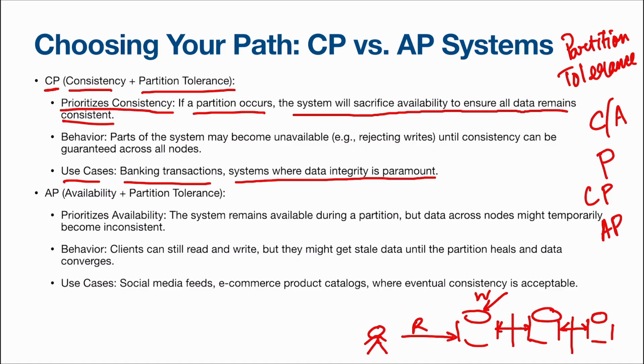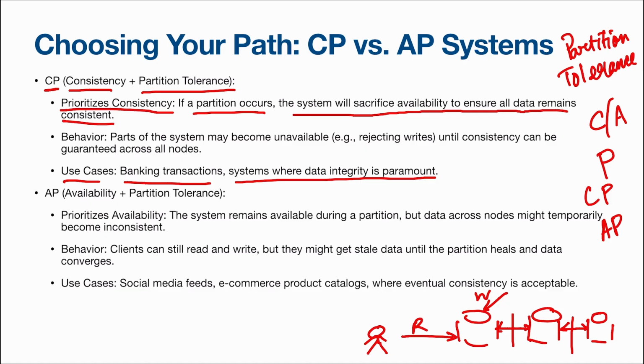If I connect to one replica, I see that $100 bank balance, and if I connect to another replica, I see $0 bank balance, then it's a very confusing user experience and somewhat alarming as well. So that's why the banking systems need to prefer consistency over availability.